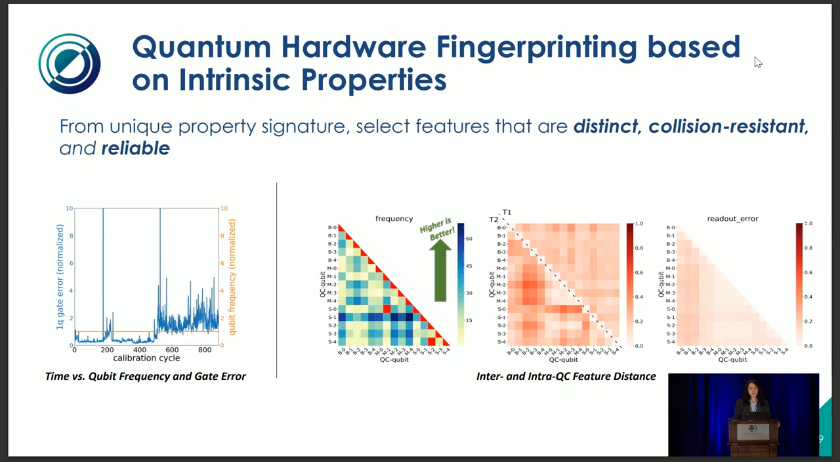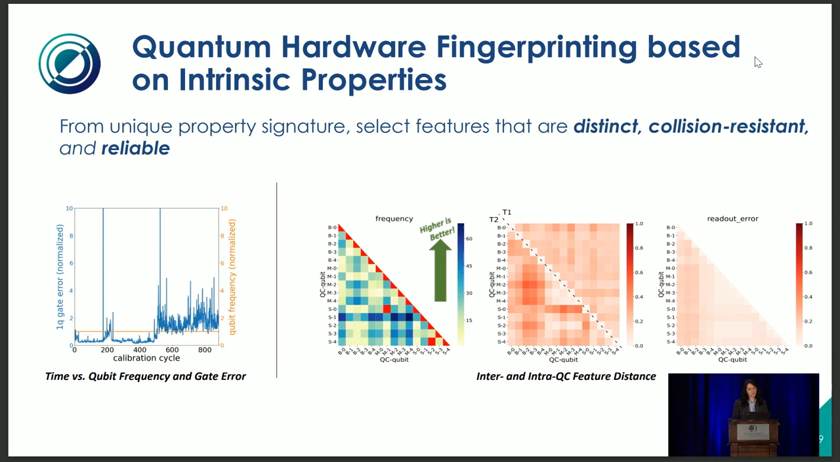So that led us to develop a scheme that essentially looks at the normalized Hamming distance between the different features to make sure that we had ones that were not only distinct, but collision resistant and reliable over time. So we can see two features at the left, one that would be eligible to be part of our device fingerprint and the other that would not.